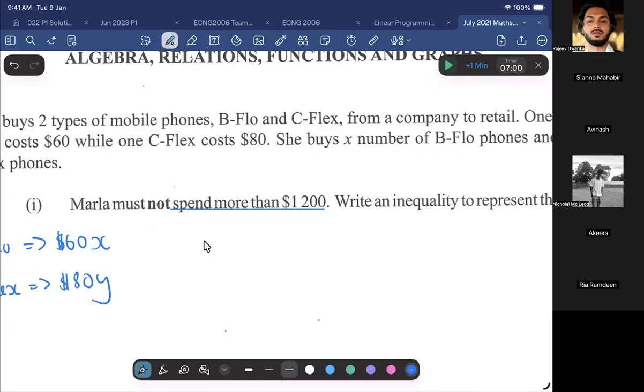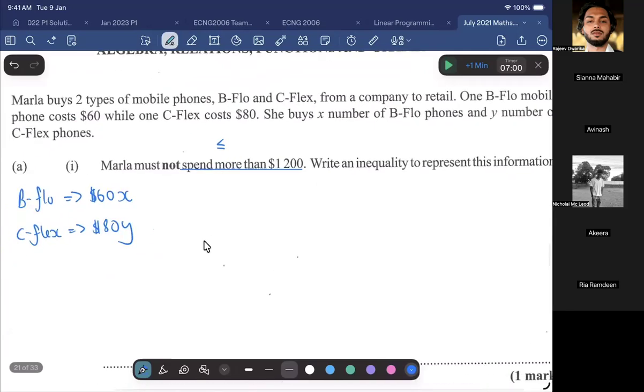Think about it. If I tell you you can't spend more than 1,200 in the store, you only have 1,200 to work with, right? So Akira, if I tell you, okay, take 1,200, you can't spend more than that because that's all the money you have, would I say that is less than or less than or equal to? Less than or equal to. Right, because I give you the 1,200, you could spend up to 1,200. You just can't spend more than that. It's a less than or equal to.